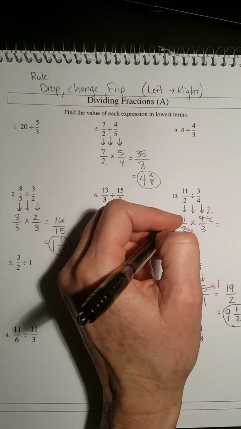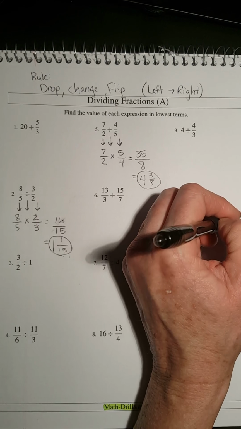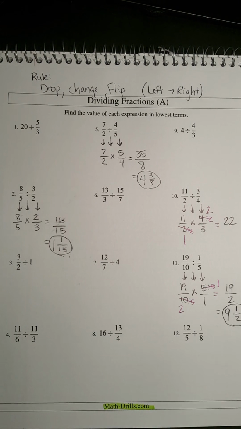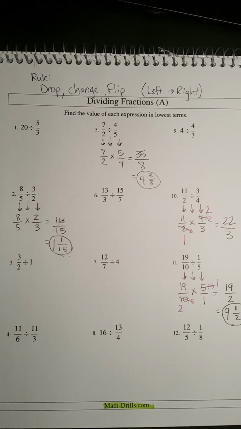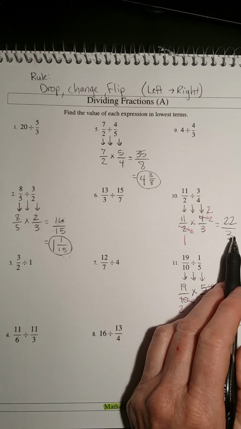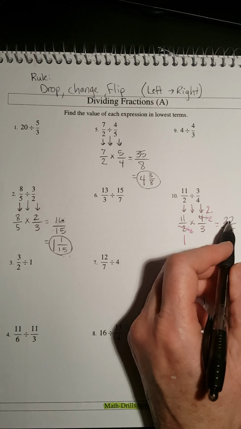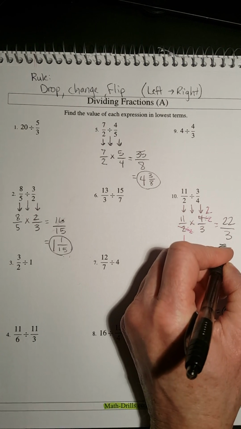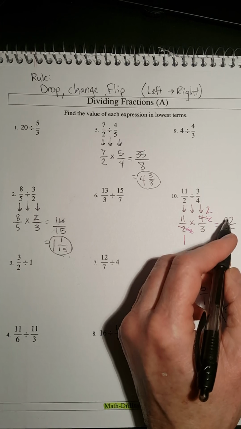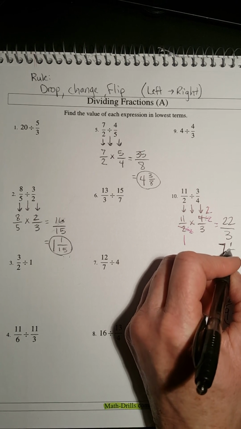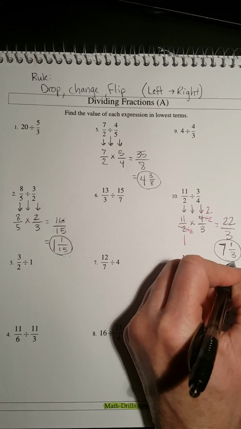So let's multiply across. 11 times 2, 22. And 1 times 3 is 3. So if you want to turn this into a mixed number, 3 goes into 22 7 times. Make a big 7 here, which is 21. So the remainder is 1 over the denominator.